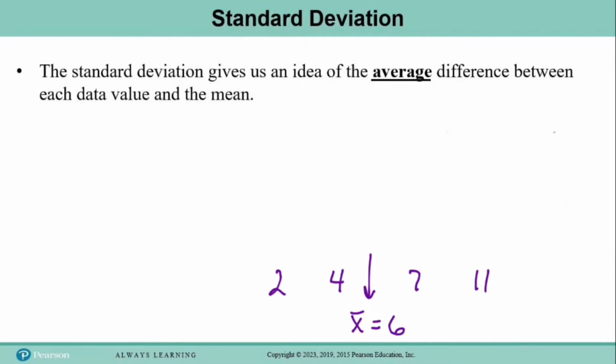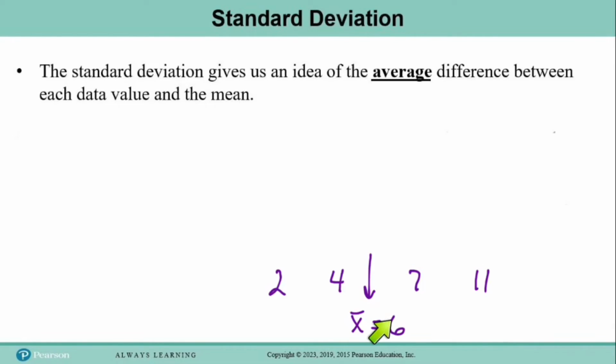But the difference between 6 and 2 is 4, and the difference between 6 and 4 is 2. So this data value is 4 steps away from the mean. This data value is 2 steps away from the mean. The difference between 7 and 6 is 1. So this data value is 1 step away from the mean. And this data value is 5 steps away from the mean.